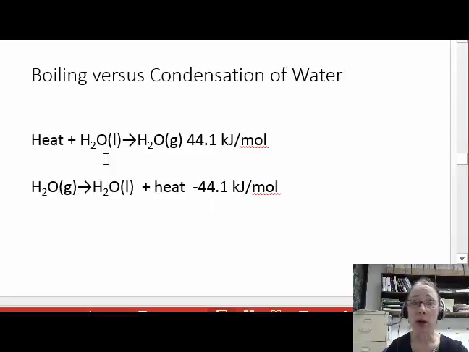1 mole of liquid water requires 44.1 kilojoules of heat to transform completely to water vapor, while 1 mole of water vapor releases 44.1 kilojoules of heat when it condenses. Since boiling requires heat, the heat flow is expressed with a positive value. Since condensation releases heat, the heat flow is expressed with a negative value. These signs are a very important part of expressing the heat flow.